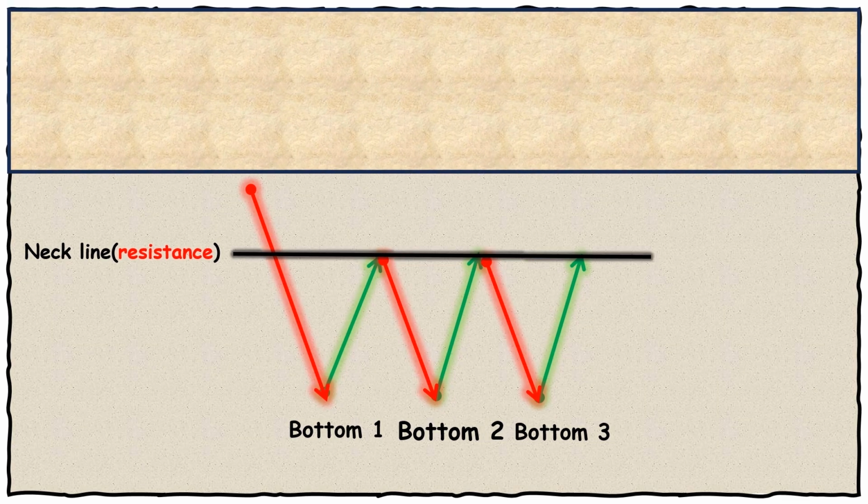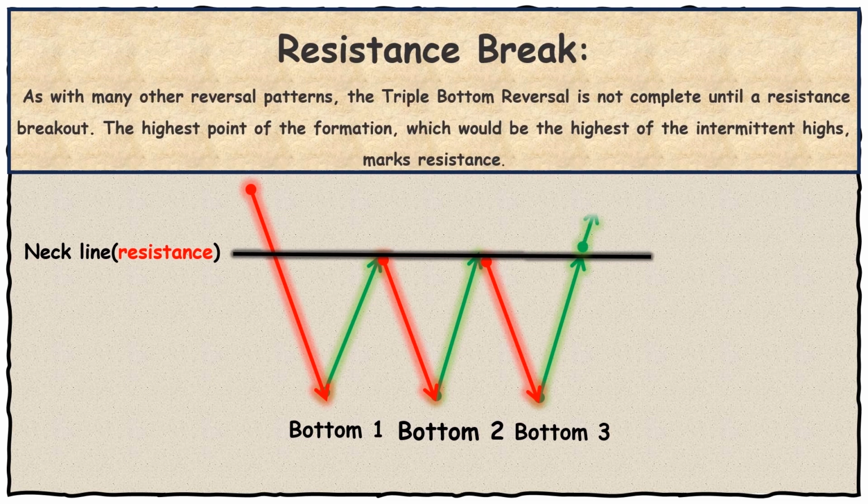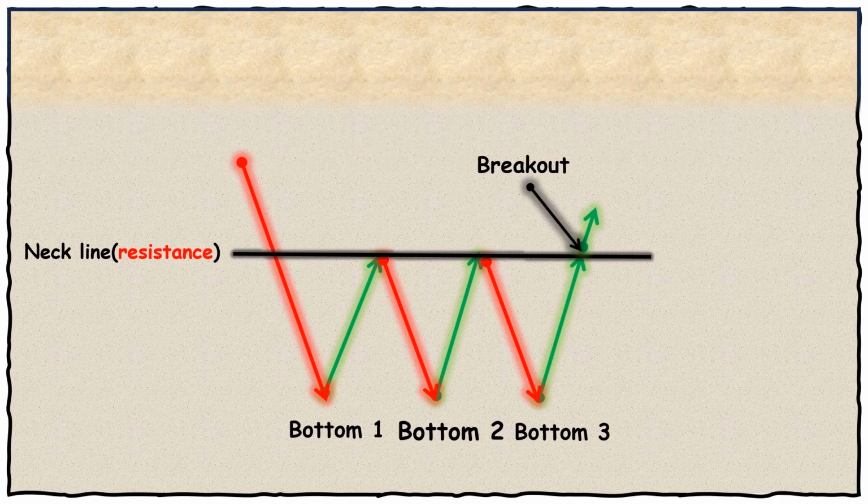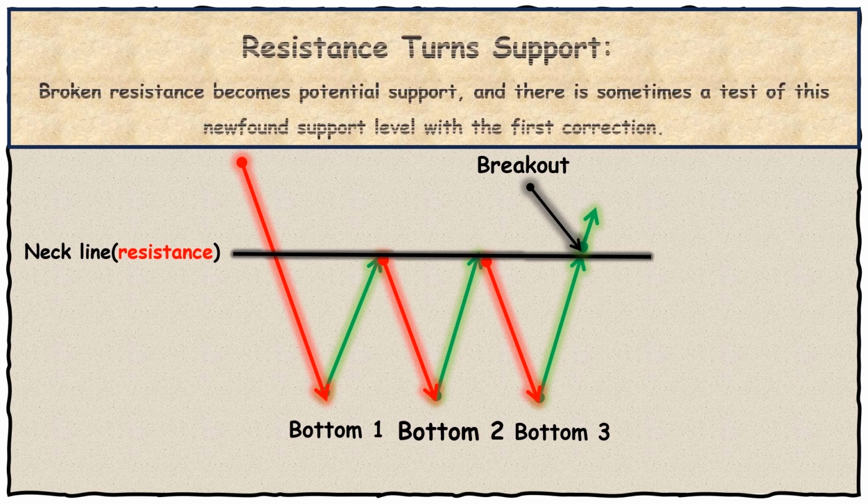4. Resistance break. As with many other reversal patterns, the triple bottom reversal is not complete until a resistance breakout. The highest point of the formation, which would be the highest of the intermittent highs, marks resistance. 5. Resistance turns support. Broken resistance becomes potential support, and there is sometimes a test of this newfound support level with the first correction.